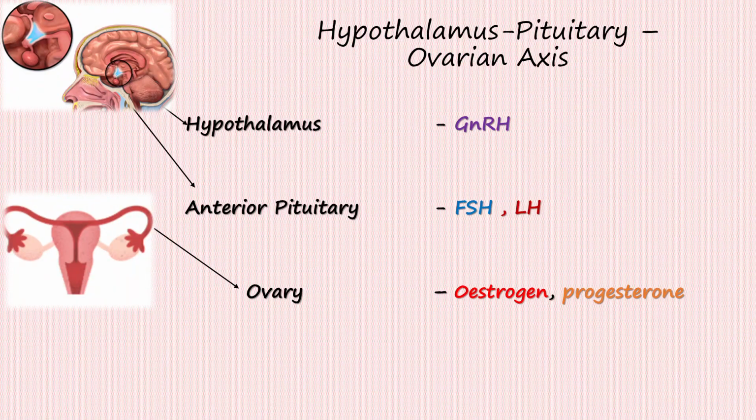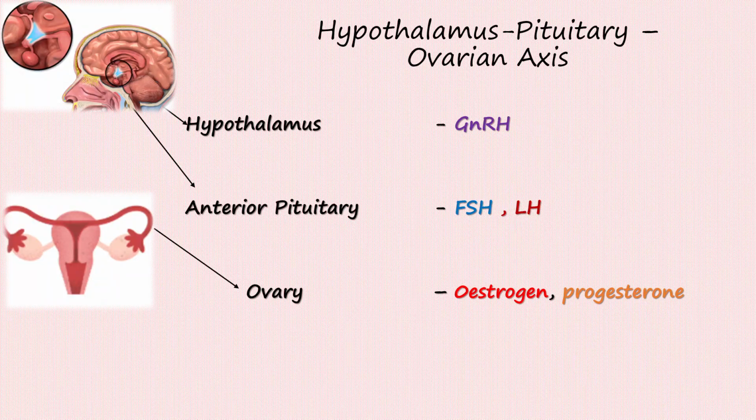Before we jump in, let's meet the management team. Because yes, even your hormones have bosses. This is what we call the hypothalamus pituitary ovarian cycle. The hypothalamus is the CEO, the big boss. The anterior pituitary is the middle management, and the hardworking employees are the ovaries.